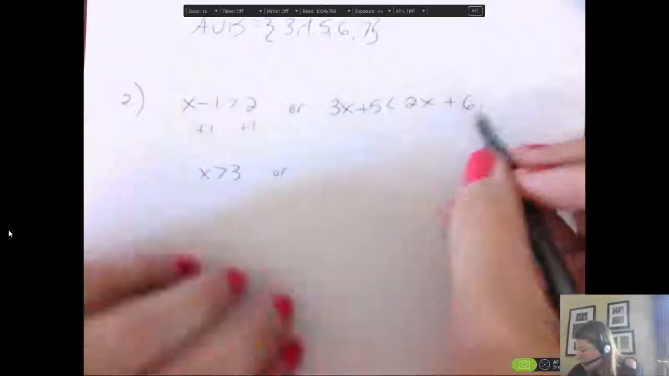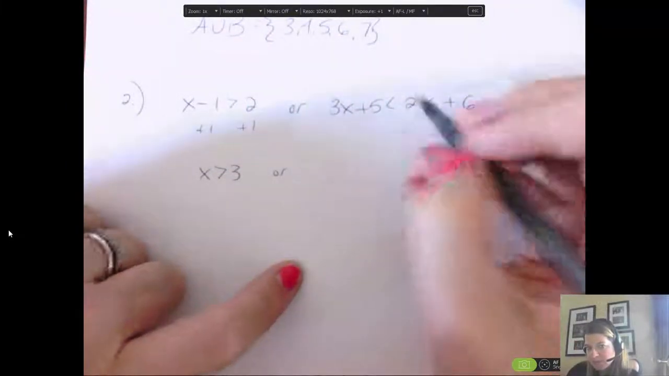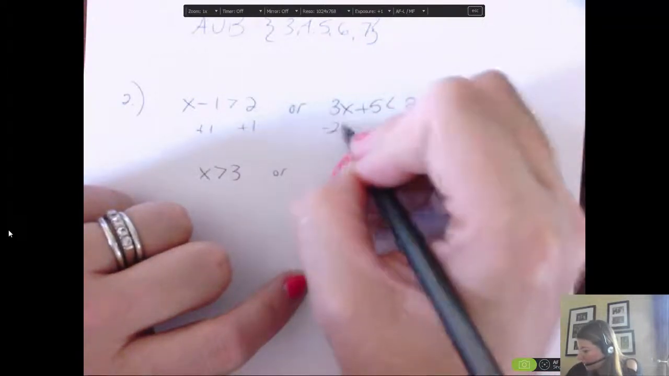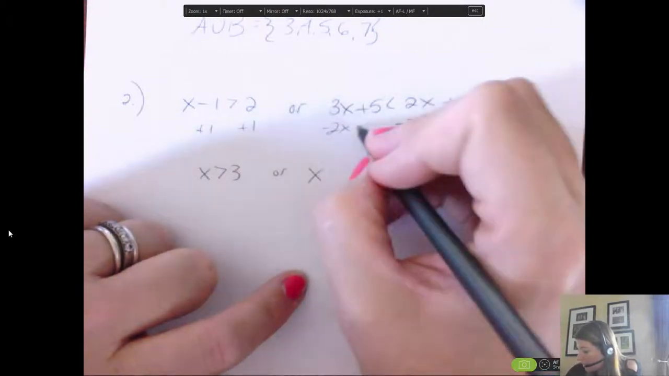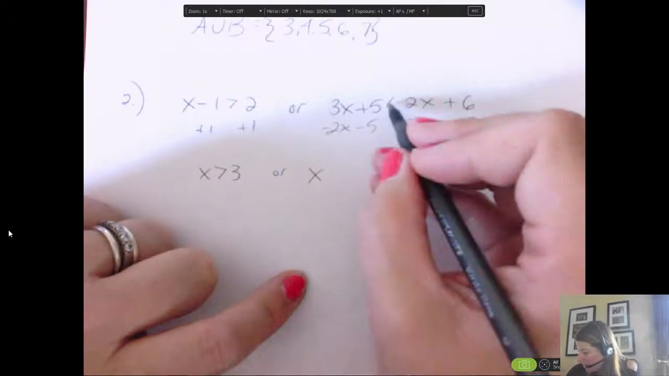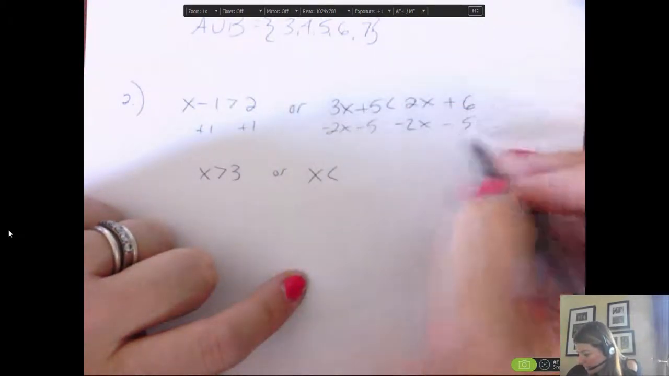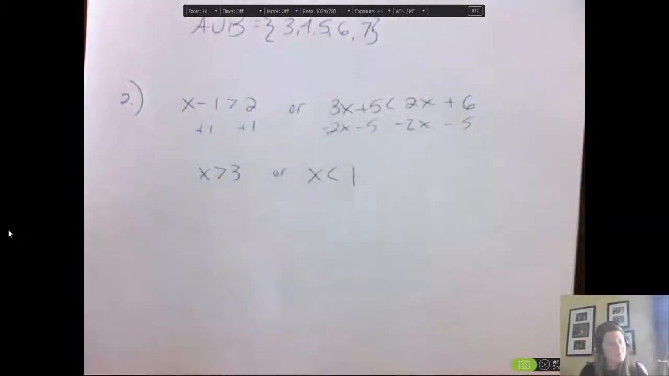Or over here, this one's got a couple steps. Got to get those x's together. First, I like moving them to the left, so you're going to subtract the 2x. That'll give you 3 minus 2 is 1x. And then I'm going to minus the 5 this way, so I kind of did 2 steps in one. Bring down this less than symbol. And 6 minus 5 is 1. Okay, so x is greater than 3, or x is less than 1.